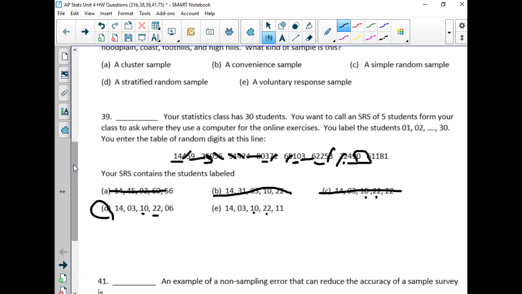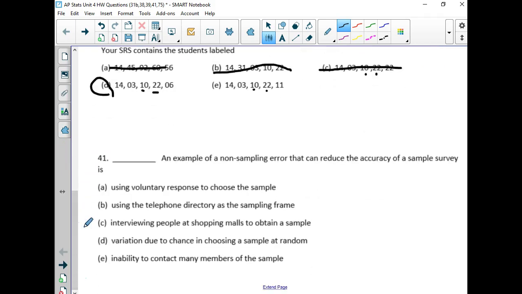Enter at the line given, go by 2 digits. If it's between 01 and 30, it's part of your sample. If it's 00 or 31 to 99, you throw it out. You cannot have repeats, and you stop after you get a simple random sample of 5. I said that very quickly, so you may want to listen again if you're struggling at all.